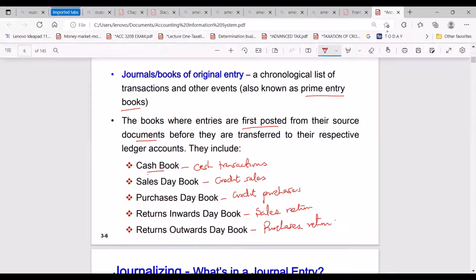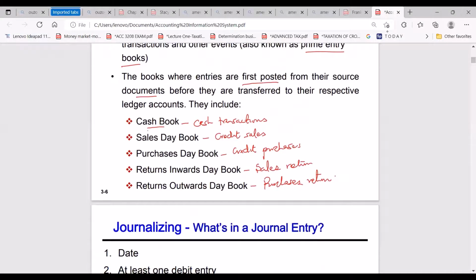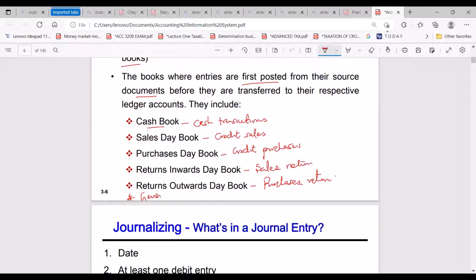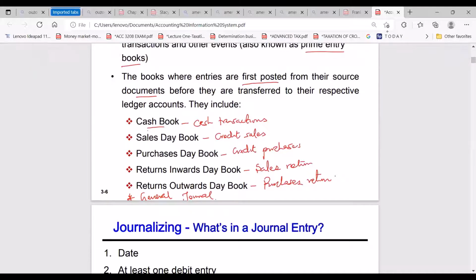Right, so these are the 5 major types of day books or journals, but then we have one more journal known as the general journal, and we will also talk about this particular journal, the general journal.